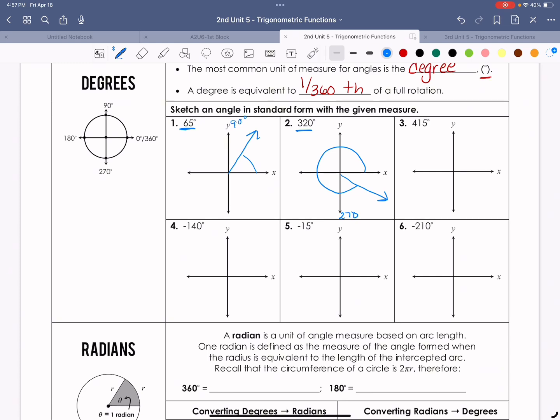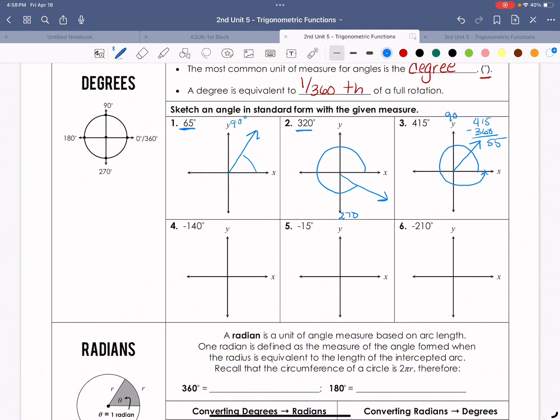Now for 415 degrees, that's more than 360. So you're going to start at the x-axis and go all the way around, but then you have to go a little bit more. If you do 415 minus 360, that leaves you with 55. So that tells you you need a 55 degree angle. It's less than 90, so it would probably go somewhere off like that.